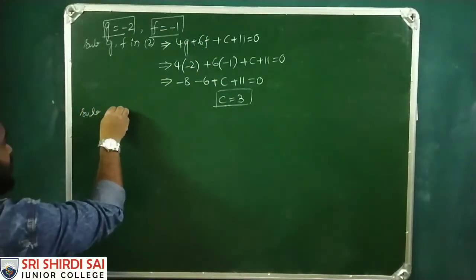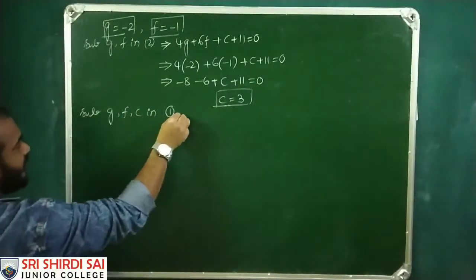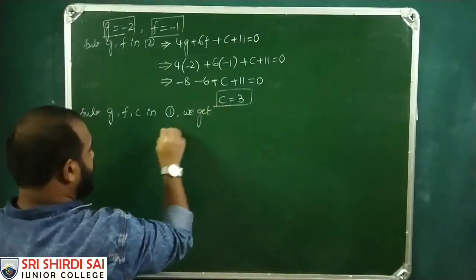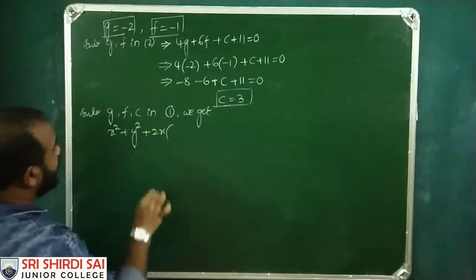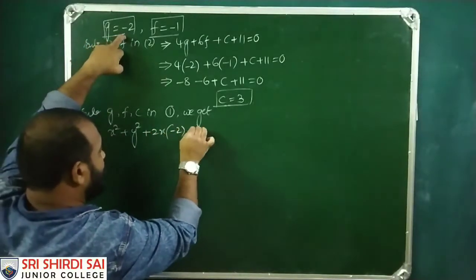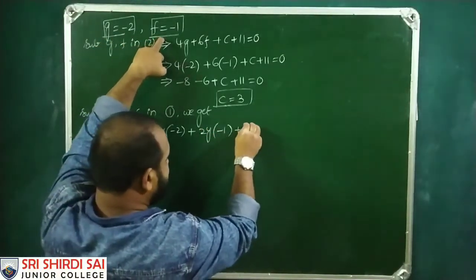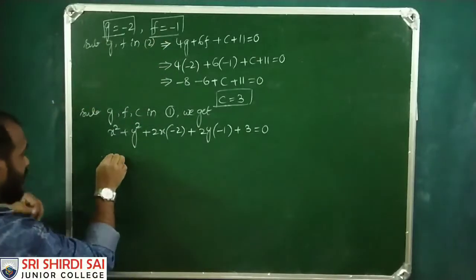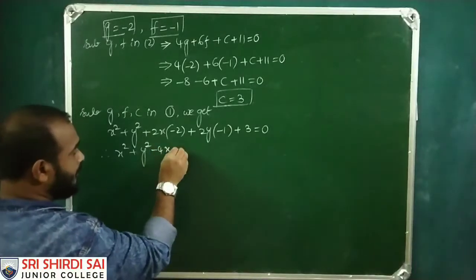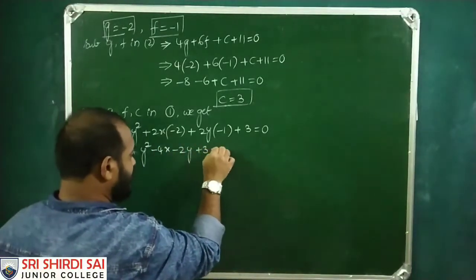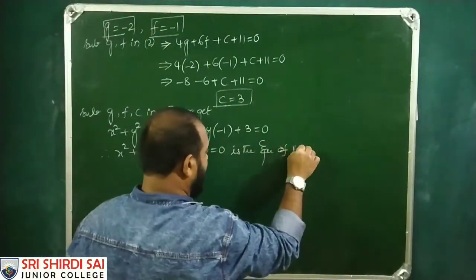Substituting G comma F comma C in equation number 1, we get x square plus y square plus 2gx, 2x into the value of G which is minus 2, 2fy, 2y into the value of F which is minus 1, plus C which is 3 equals 0. Therefore x square plus y square minus 4x minus 2y plus 3 equals 0 is the equation of the required circle.